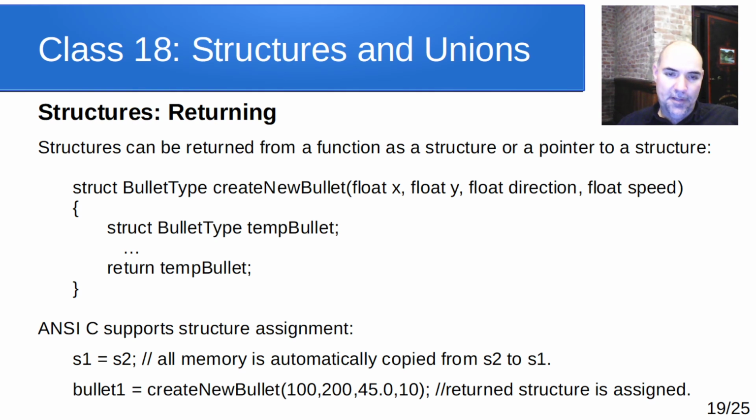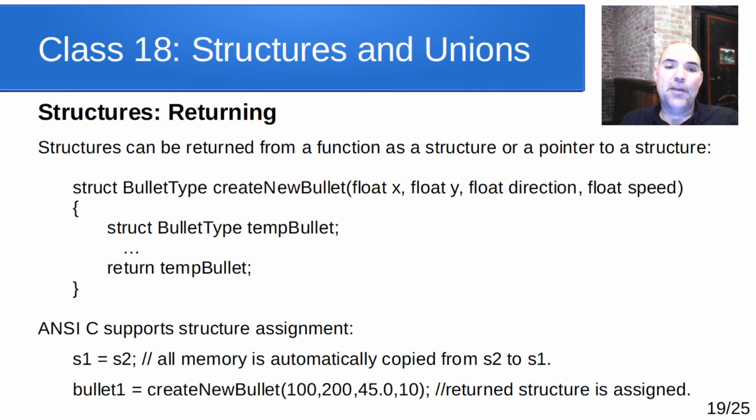Okay, so structures can also be returned from functions, either as a structure or as a pointer to a structure. To return an actual structure, we might make a function called create new bullet, and that's going to create a structure and return it to us. In other words, this is almost like a factory that can create bullets.